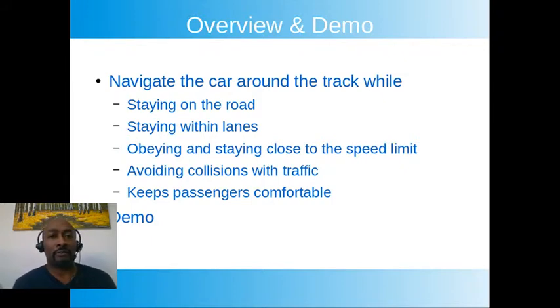So the rubric for the car involves a number of basic requirements. It's a circular track. You want to navigate the car around the track, and while you're doing that, there's a few basic things you want to do. You want to stay on the road, so you can't wander off the road at any point in time. So obviously you need to know where exactly the road is and where all the lanes within the road are as well. You need to stay within the lanes. Obviously, if you're doing a lane change, there's a lane transition, but you can't stay on a lane line. You want to stay within.